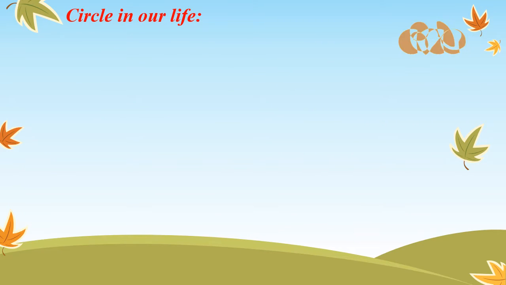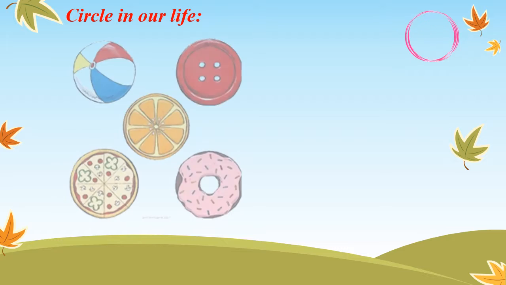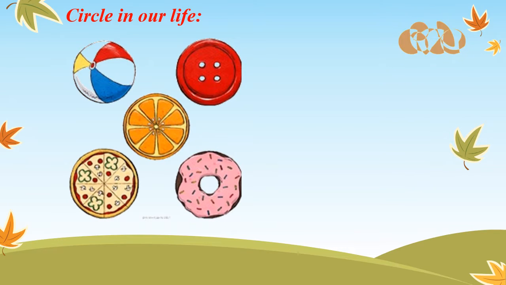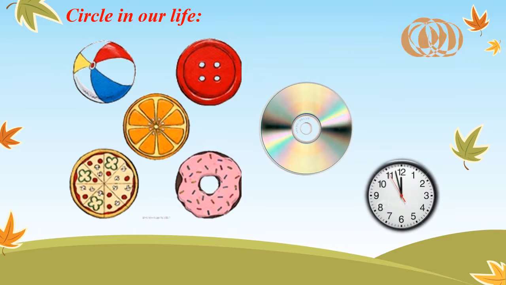Let's ask ourselves from the beginning where we can find circles around us. Circles are totally around us. We can find circles in a bowl, button, orange, pizza, donut, clock, CD, and so on. That makes us want to know what the meaning of a circle is, how to draw it, how to measure it, and what the components of a circle are.